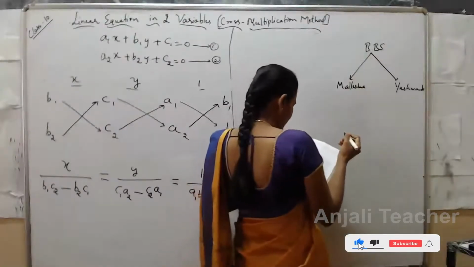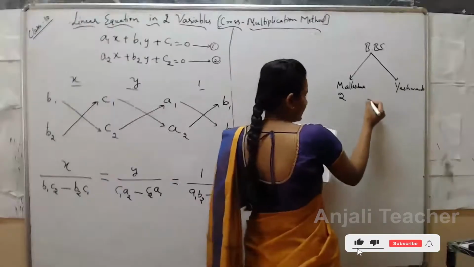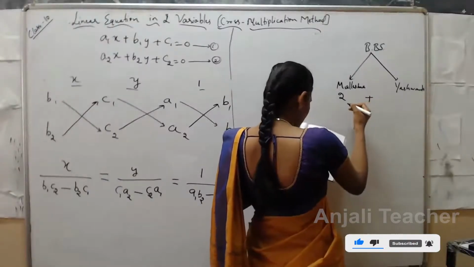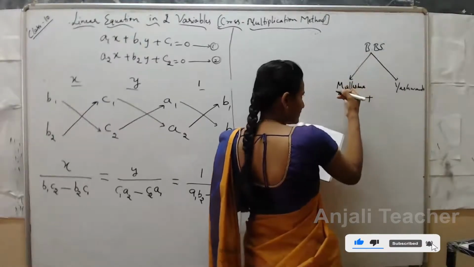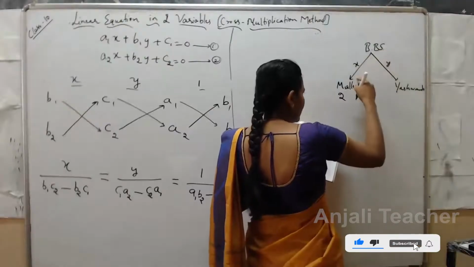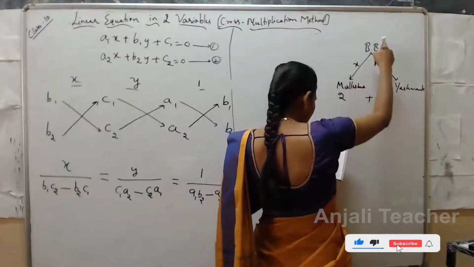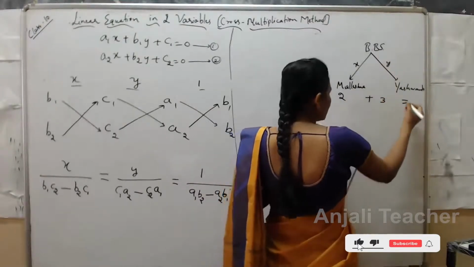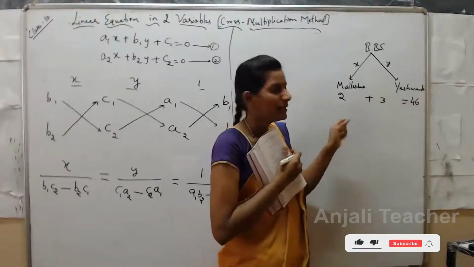if you buy two tickets to Malleshwaram, take this as X, this as Y. From here to here, if you buy two tickets, and from here to here, if you buy three tickets, the price will be how much? 46 rupees.